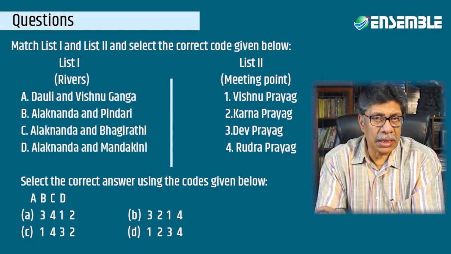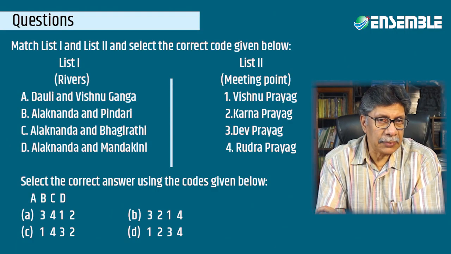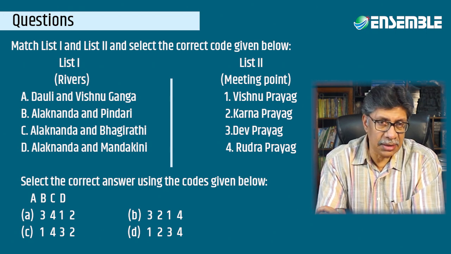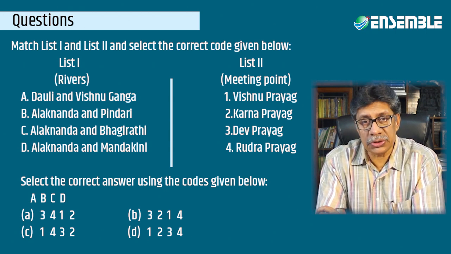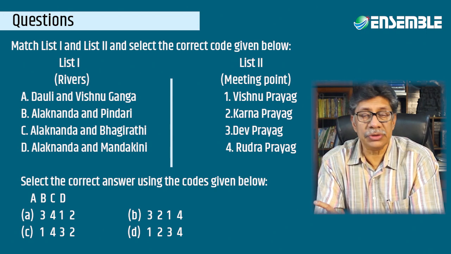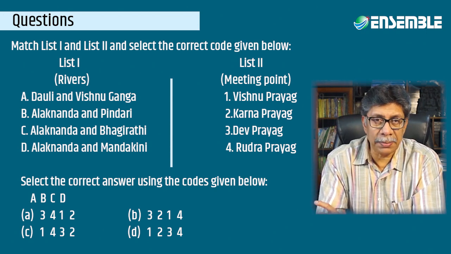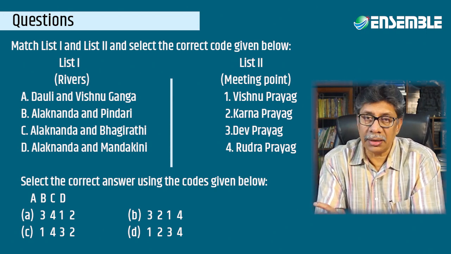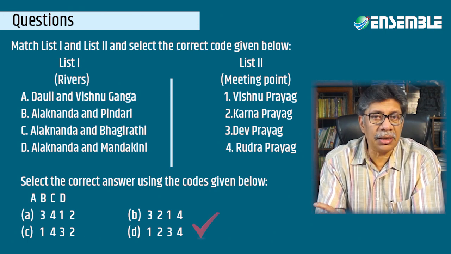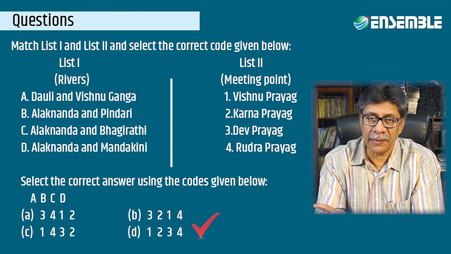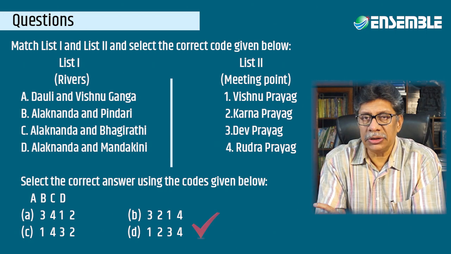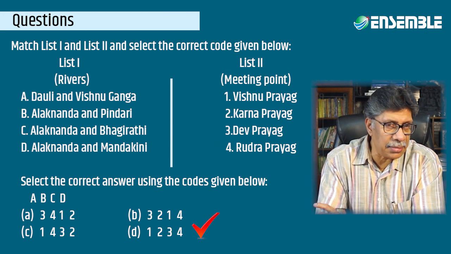The third question is going to be: match list 1 and list 2 and select the code given below. That is, in one of these lists, it is going to be Dauli Ganga and Vishnu Ganga, matching with Vishnu Prayag, Alaknanda and Pindari with Karna Prayag, Alaknanda and Bhagirathi with Dev Prayag, Alaknanda and Mandakini with Rudra Prayag, and it was again to choose the correct answer, matching both of them.